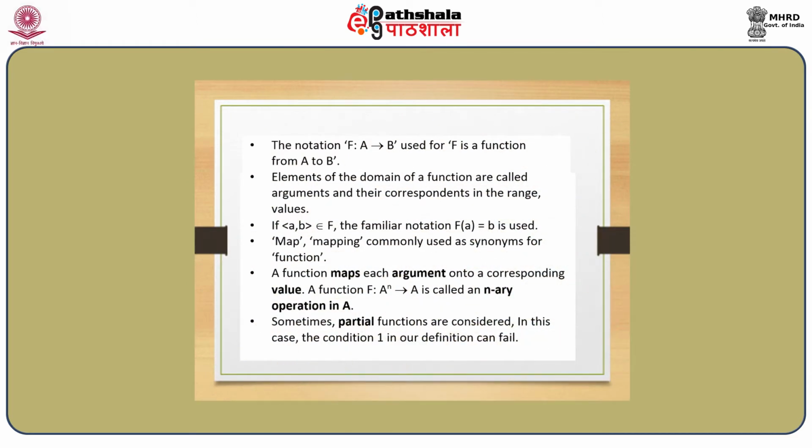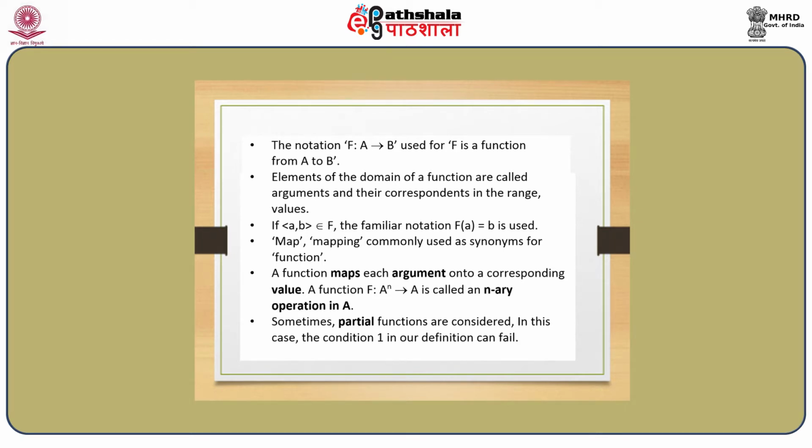The notation f: A → B is frequently used in order to say that f is a function from A to B. Elements of the domain of a function are called arguments, and their correspondents in the range, their values. If the ordered pair (a,b) is a member of f, the familiar notation f(a) = b is also used. Map and mapping are commonly used as synonyms for function. A function maps each argument into a corresponding value.